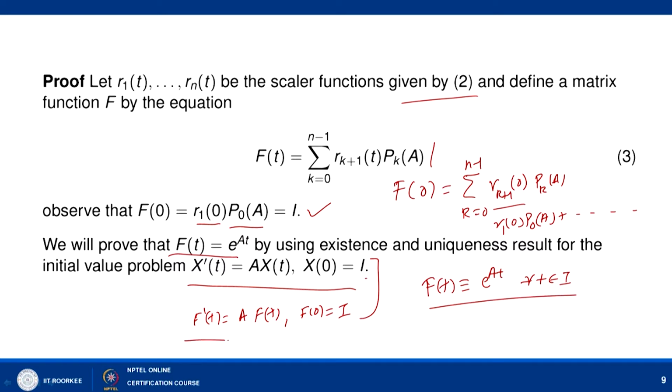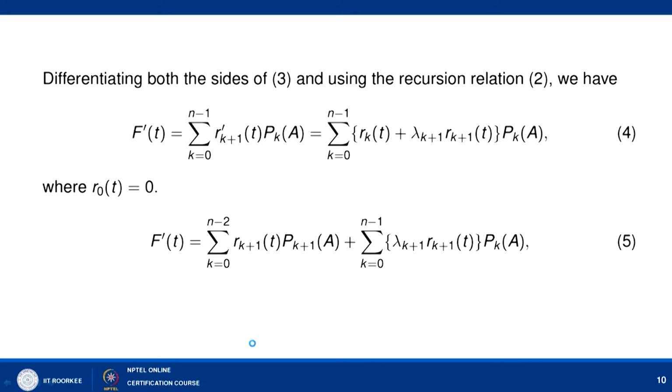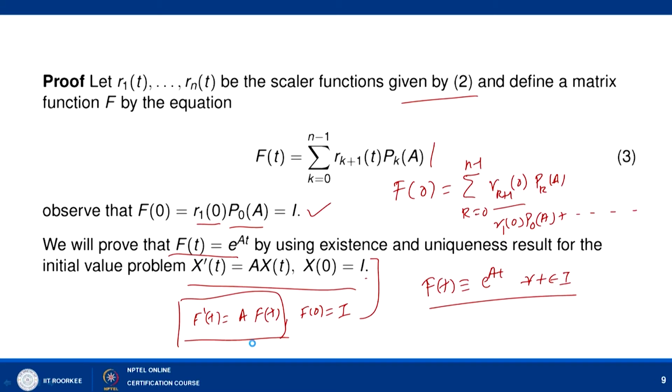So, the only thing we have to show now is that f dash t equal to A f t. For that, let us differentiate the expression given in 3 and see what we get. Differentiating both sides of equation number 3 and using the recursive relation 2, we have the following. So, f t is this, and if you differentiate this, what you will get, let me write it here: f dash t equal to the summation k equal to 0 to n minus 1 of r dash k plus 1 t Pka. So, Pka is independent of t, and the only thing you have to write down is r dash k plus 1.